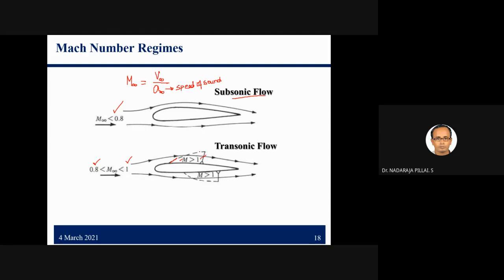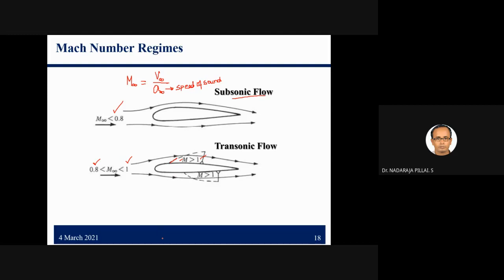What is that Mach number called? The free stream Mach number at which the surface Mach number reaches more than 1, then the free stream Mach number is called? Anyone can answer? Critical Mach number, right? Yeah, that is the point. So that particular Mach number is called the critical Mach number.